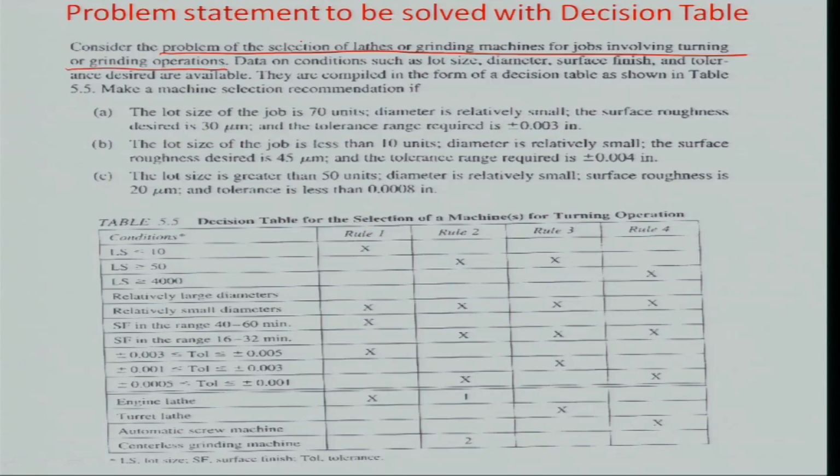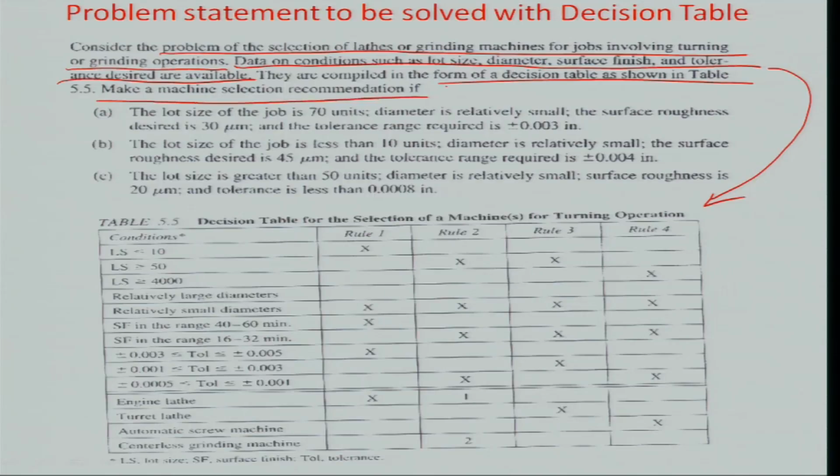You have a problem of selection of lathes or grinding machines for jobs involving turning or grinding operations, and the data on conditions such as lot size, diameter, surface finish and tolerance desired are available, and they are compiled in the form of a decision table as shown in this table here. I am going to explain the table one by one, and you will have to make a machine selection recommendation.